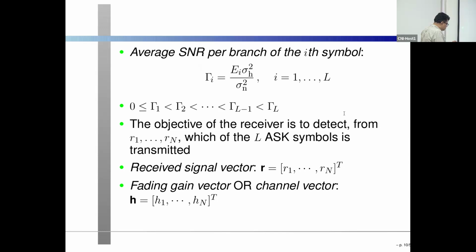Now the received signal vector is R, which is a column vector, n by 1. So you have n branches. And the fading gain vector is h1 to hn stacked as a column, denoted as h.